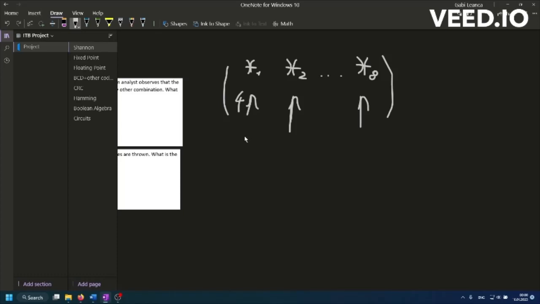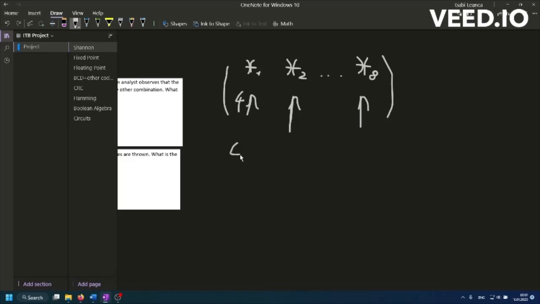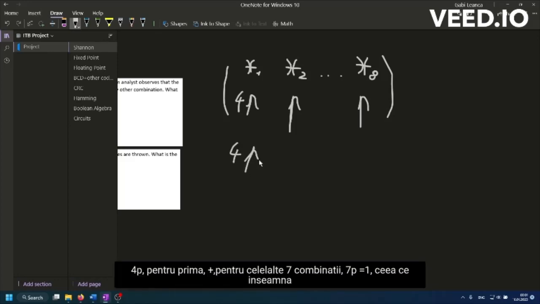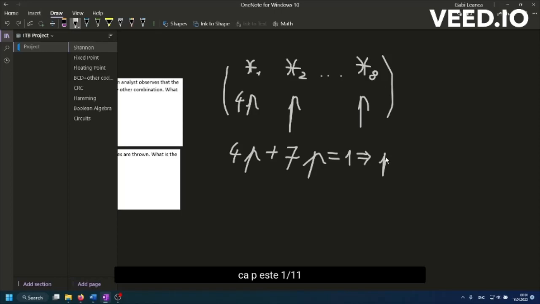Now, summed up, all the probabilities equal 1. So 4P for the first one plus, for the 7 other combinations, 7P equal 1, which means that P is 1/11.